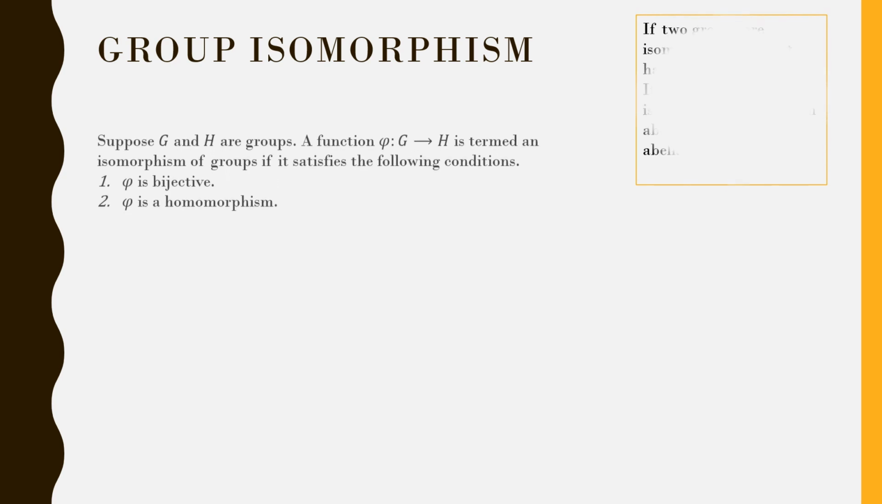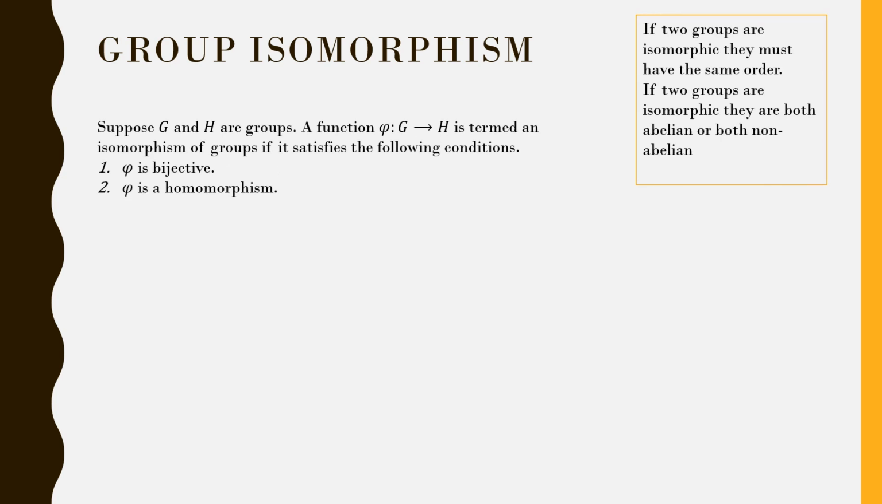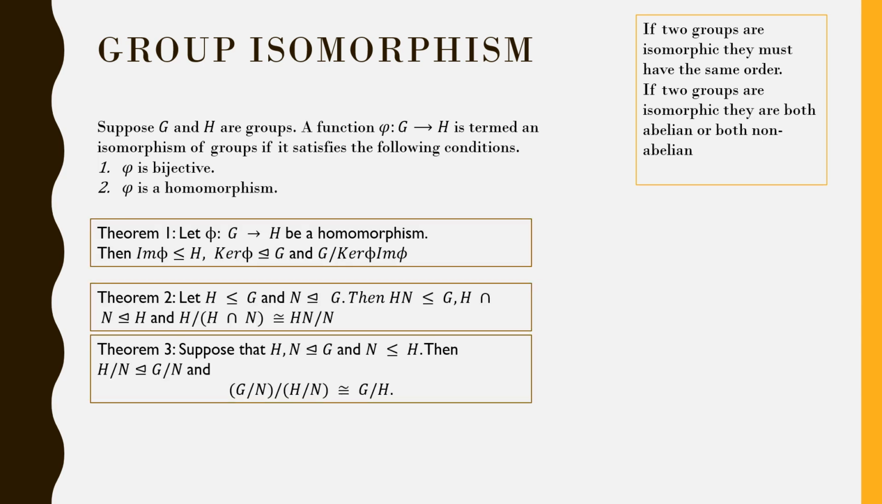The very basic definition of a group isomorphism is that it shows that two groups are the same except for the names of the elements and the name of the binary operation. There are a few theorems relating to isomorphism that are worth remembering, as they make proofs really easy to understand.